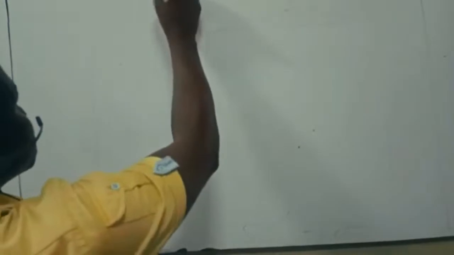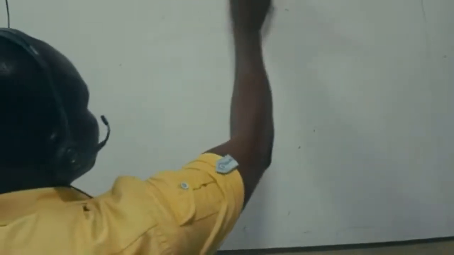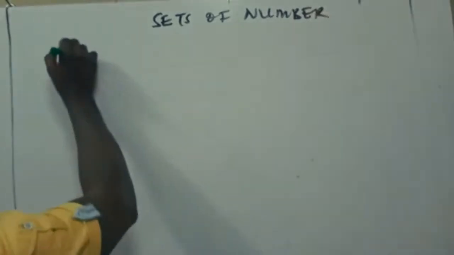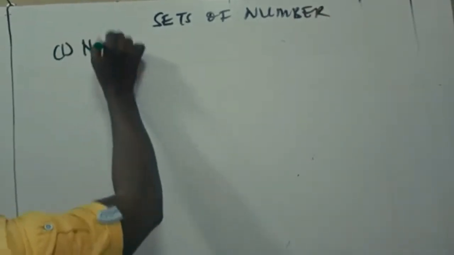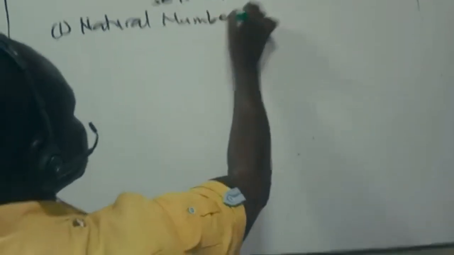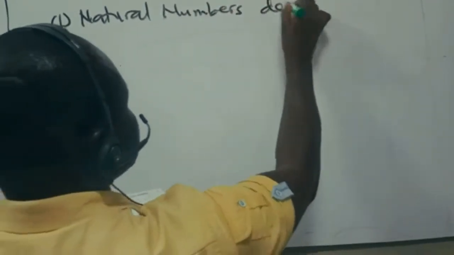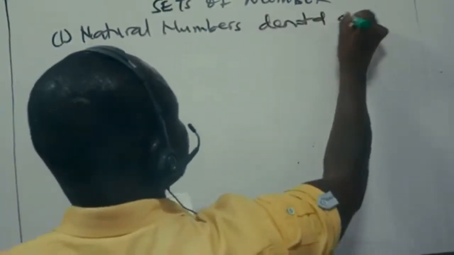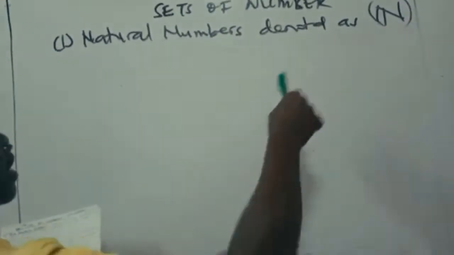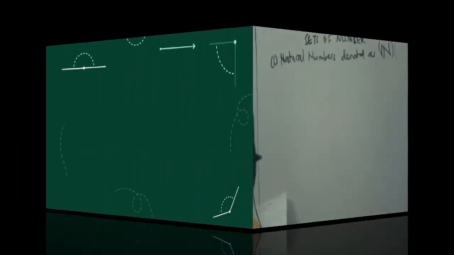Just as I've introduced the set of numbers, the first set of numbers are called the natural numbers. This one is denoted as N, as we have it on the board.